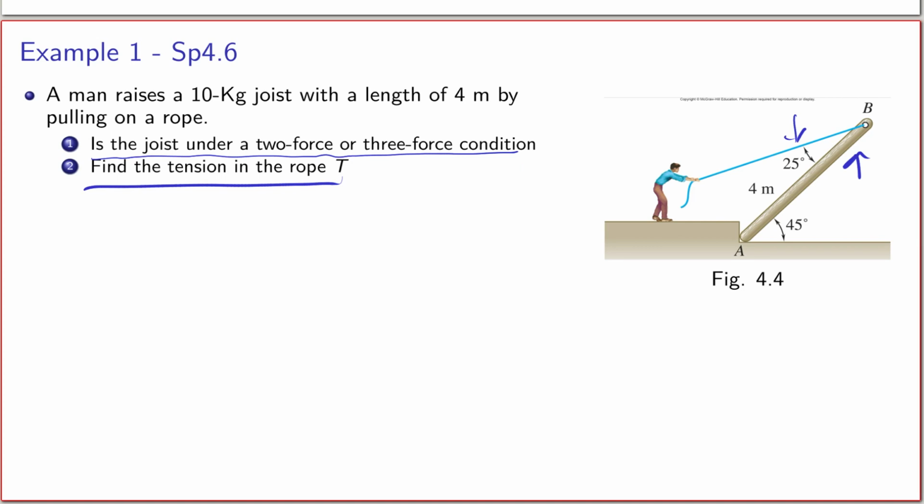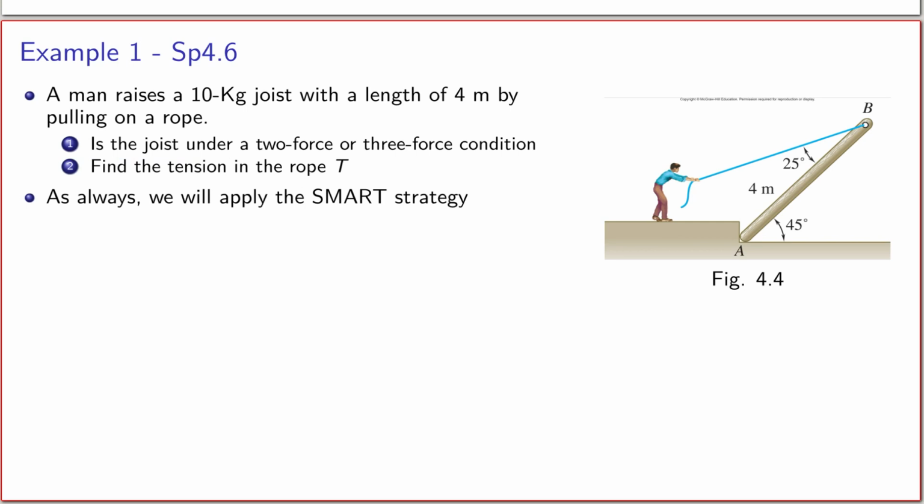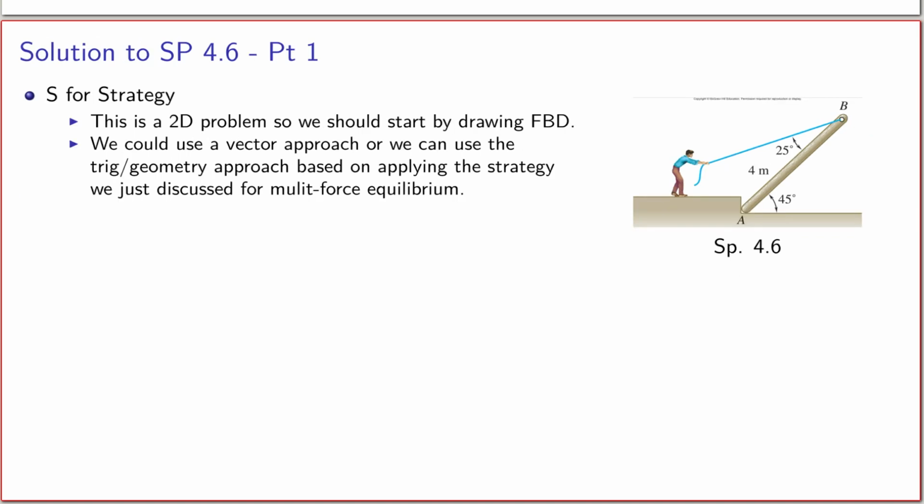As like other problems, we are going to use the smart approach or a smart strategy to understand and solve this problem, right? So in terms of the strategy, our first step, as is always the case, is to draw the free body diagram. And this is a two-dimensional problem. We draw the free body diagram of the joist and show all the forces on it.